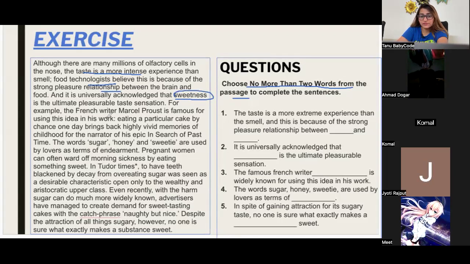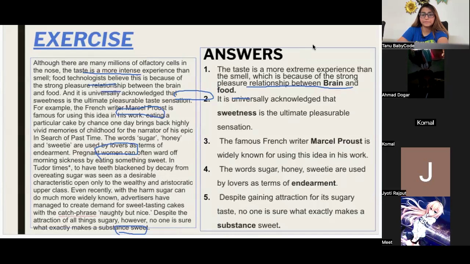Third one, the famous French writer Marcel Proust. The words sugar, honey, sweetie are used by lovers as a term of endearment. In spite of gaining attraction for its sugary taste, no one is sure what exactly makes a dash sweet. What exactly makes a substance sweet, right? So you can check all your answers.